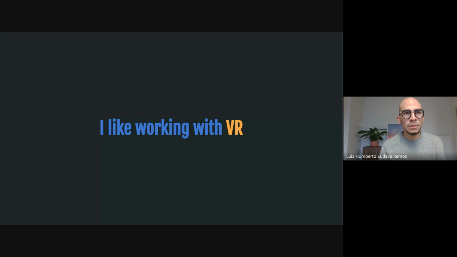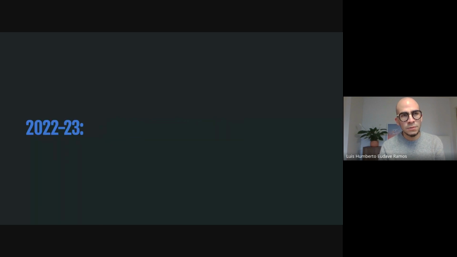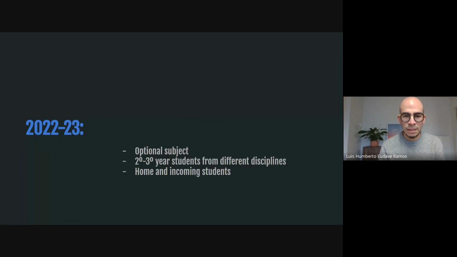But I hadn't found a way yet to put it in my teaching also, because most of the time I spend teaching, as most of us professors do, until a couple of years ago when I got the opportunity to create a new subject, which had a few requirements. It had to be an optional subject. It had to be taught to second and third year students from different disciplines, so not just education and psychology, but it had to include people from architecture, for example, from medicine, from biology. And it also had to include people from home, from the University of Navarra, and also students coming from other universities. So it had to be in English.